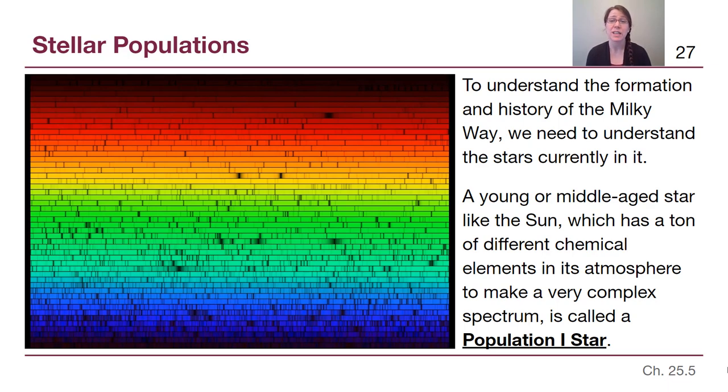A young or middle-aged star like the Sun, so a star that has formed in the last few billion years, has a huge amount of different chemical elements beyond just the hydrogen and helium that is so prevalent otherwise in the galaxy. This type of star that has a lot of these extra elements, astronomers call them metals, although chemists would probably flinch at that. But anything that isn't hydrogen or helium, astronomers tend to call metals, and so we talk about metallicity or metal content. A star with high metallicity, and even that just tends to mean 1 to 3% of the star is composed of stuff that's not hydrogen or helium, that star is called a population 1 star.